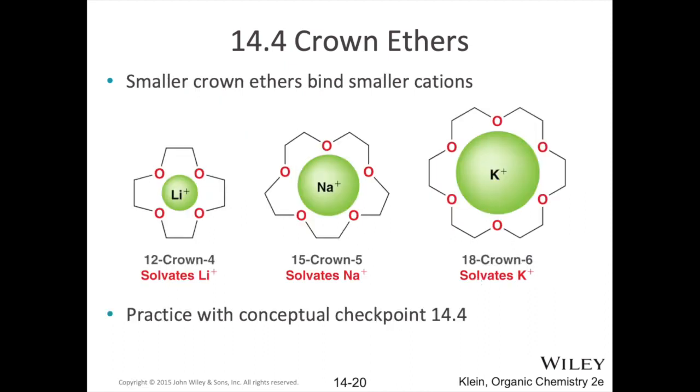So we can change the size of the crown that we use depending on the size of the cation we want to bind up. You can see that as we go down group 1, our ions get bigger as we add more and more shells of electrons. So for the smaller lithium ion, we would use a much smaller crown, like 12 crown 4, as opposed to that 18 crown 6 we use with potassium.